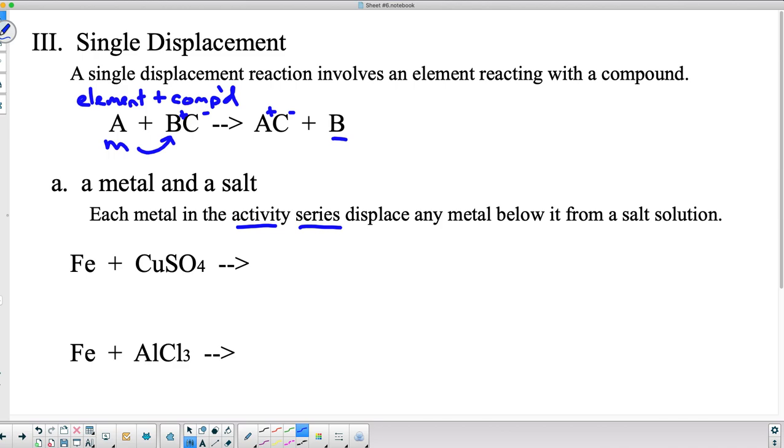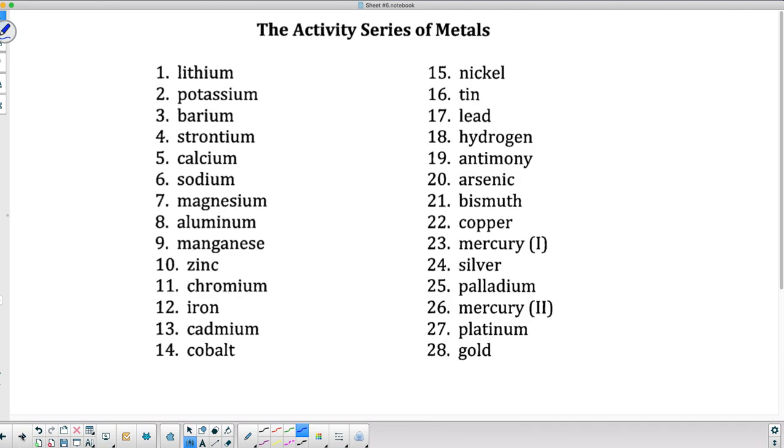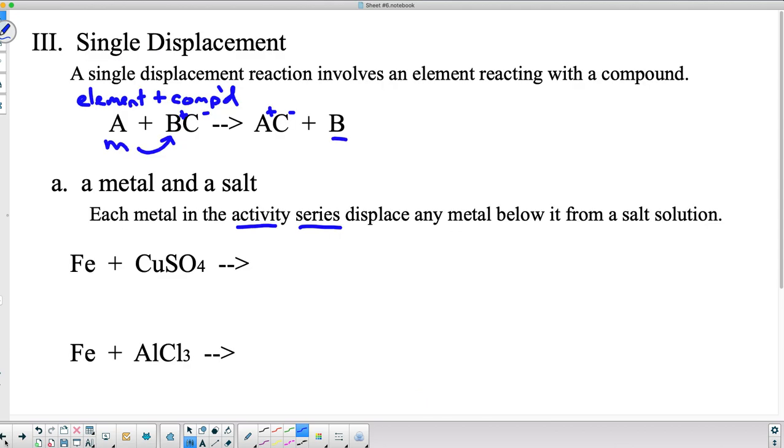A more reactive metal. Now what does it mean to be more reactive? When we take a look at the activity series here, that means that the lower the number, the more reactive, so these are the most reactive metals, and these are the least reactive metals. So a lower number kicks out a higher number. Okay, so let's see exactly what that looks like.